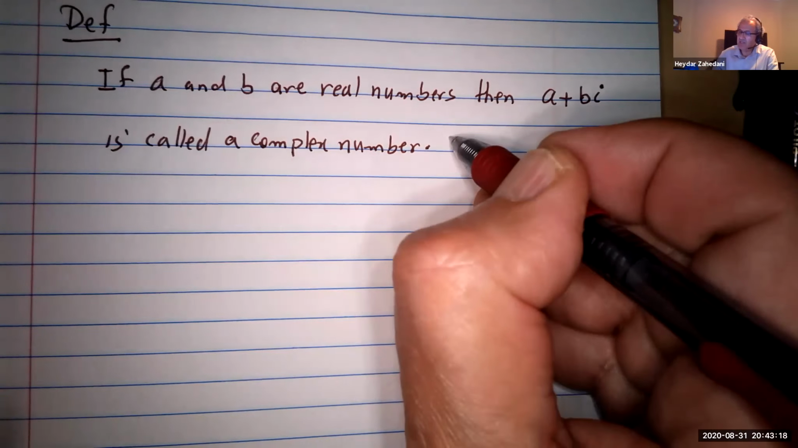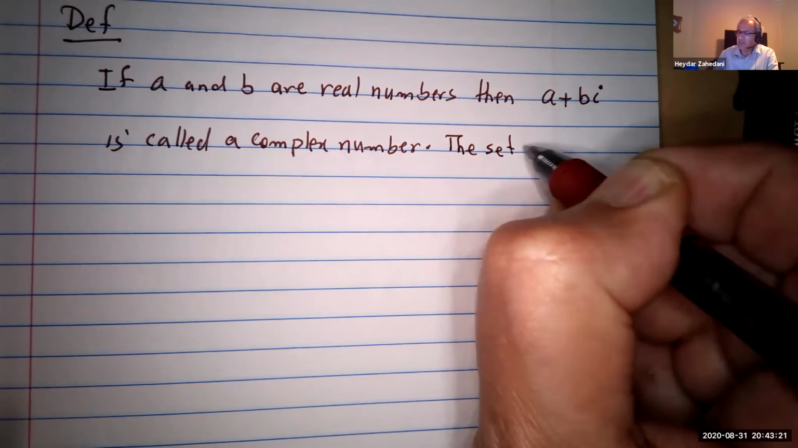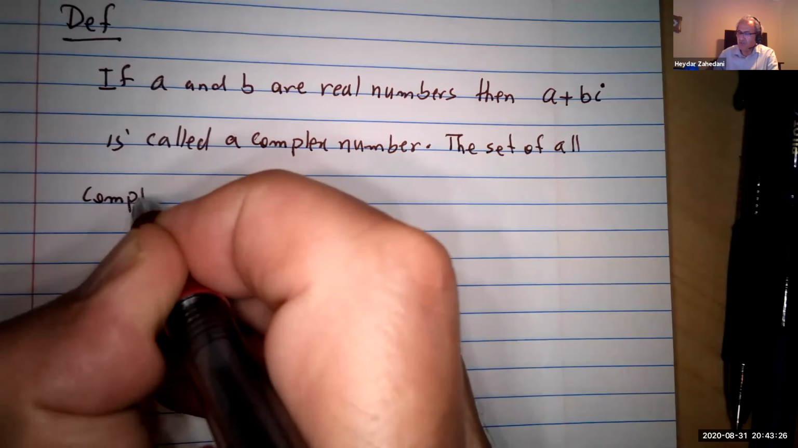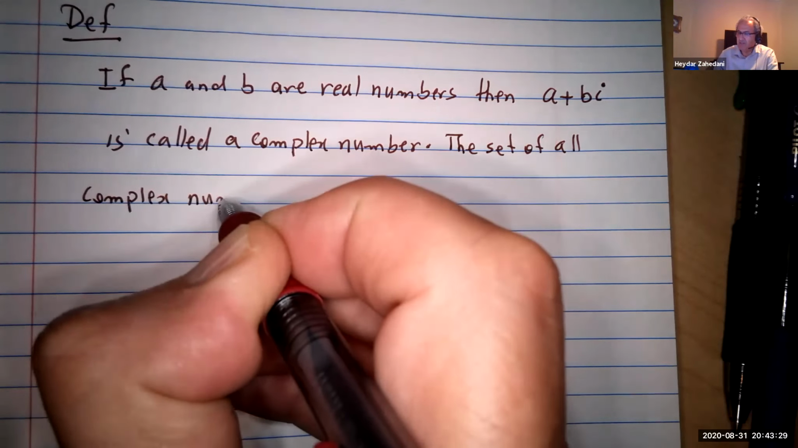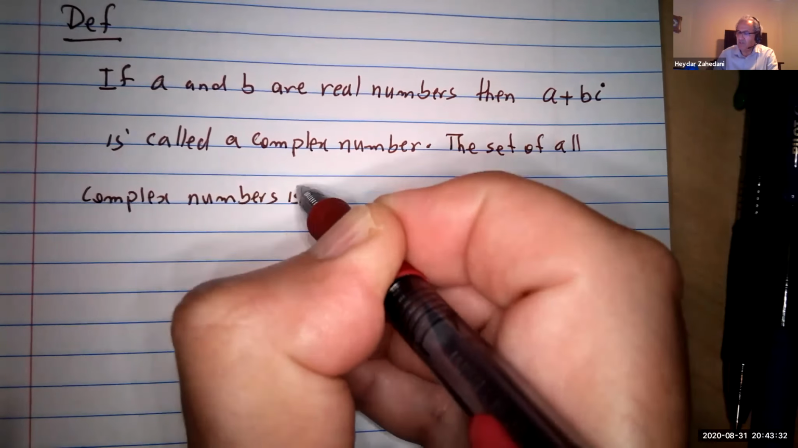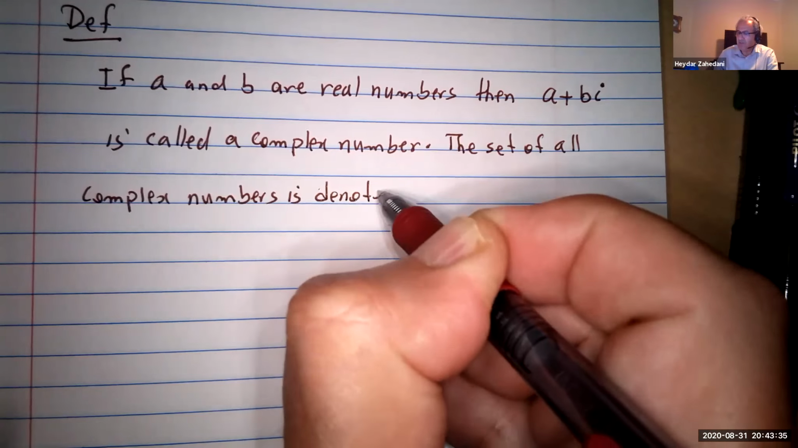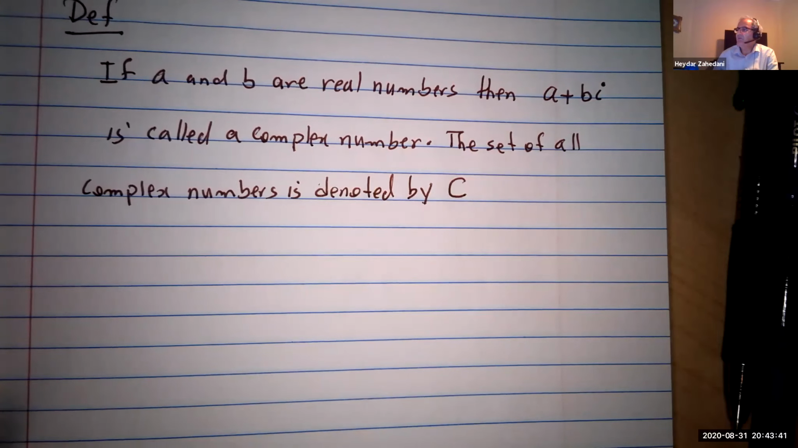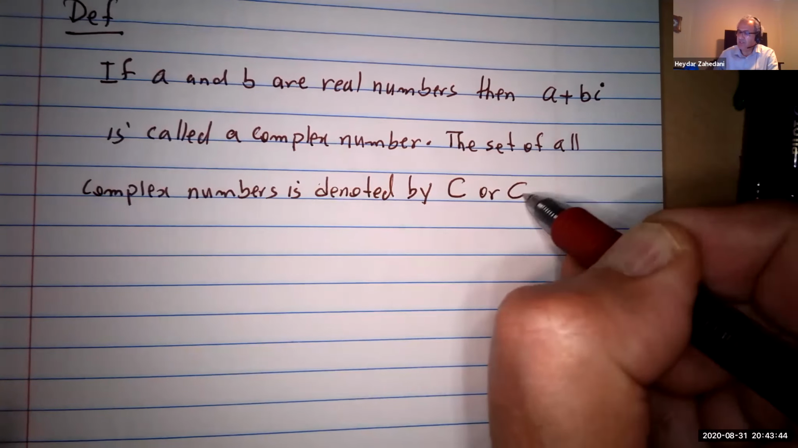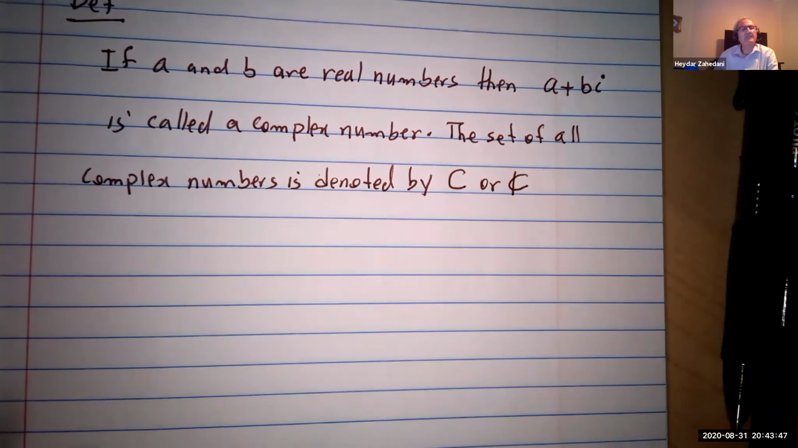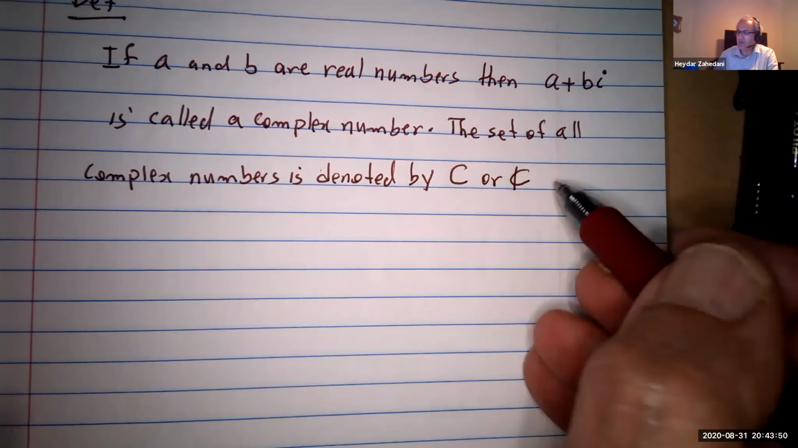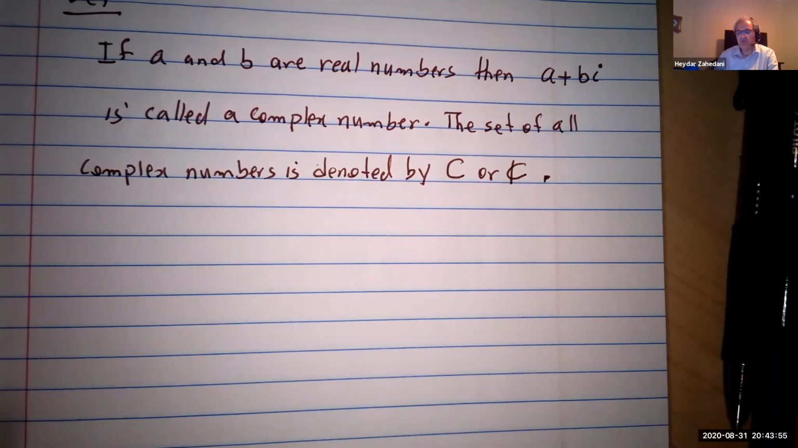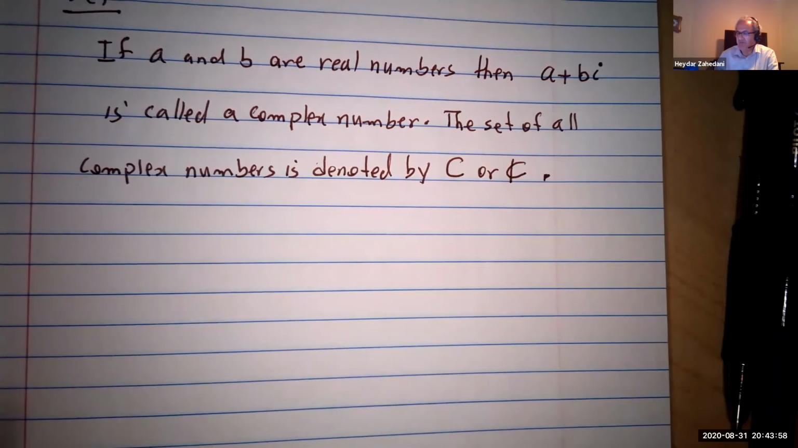The collection, the set of all complex numbers, is going to be denoted by C for complex. Or if you are going to be a math major, this is going to be the special C that we use. So this C, if you see it in mathematics, means complex numbers. Okay, so this notation, there are quite a lot, but we make it brief.